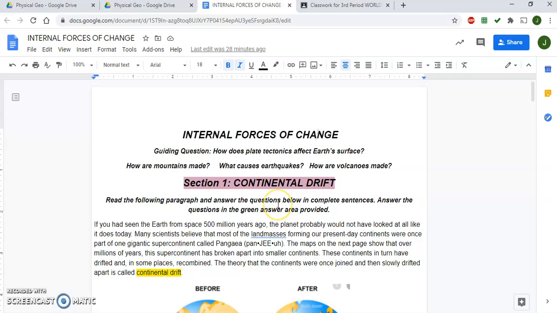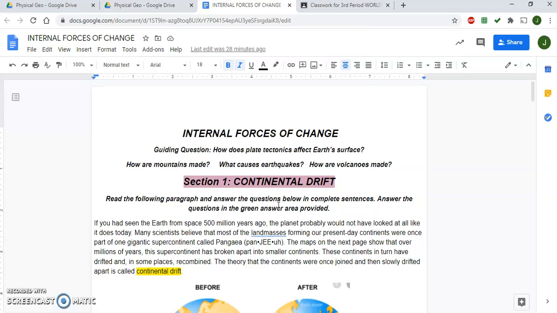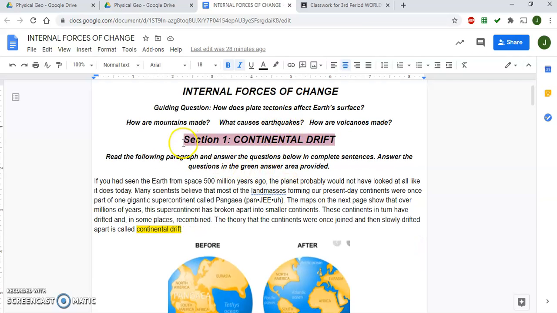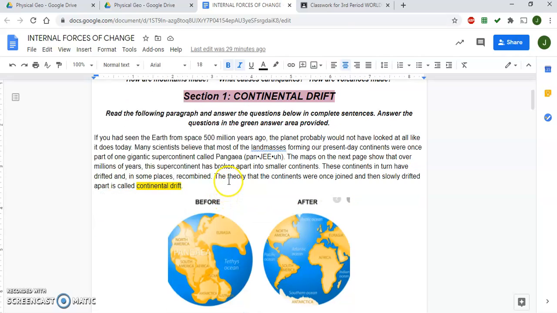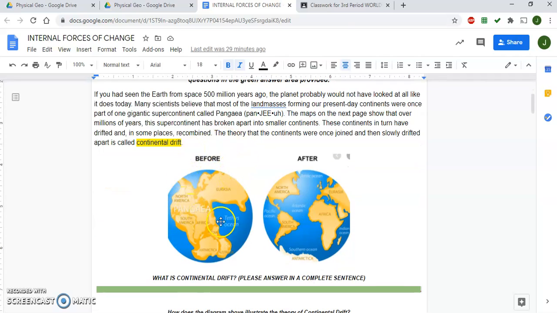We've got this activity that we're going to do, and we've had a lot of video activities lately, so it's time that we read a little bit. I've broken this down into several different sections. Section 1 is continental drift. Some of you have probably heard of it. It's the concept that all of our continents were together in one big supercontinent called Pangaea, and then they drifted apart to get to where things are today.